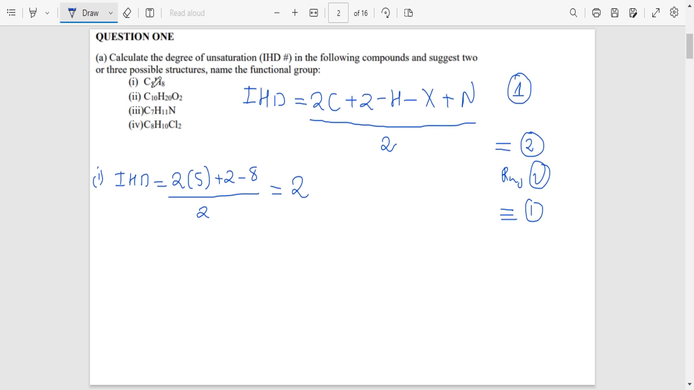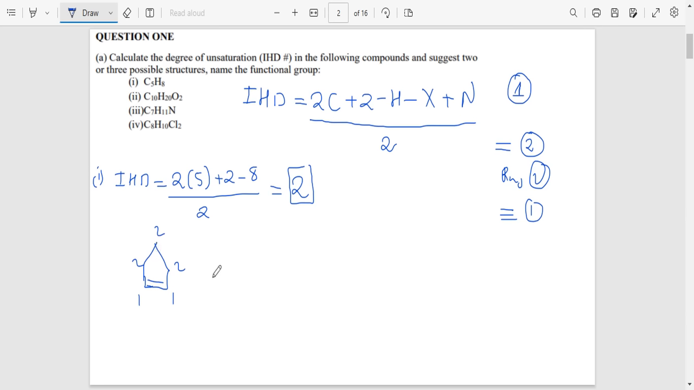Now, for this one, since it has C5H8, what are the possible structures we are able to draw? Because the IHD is 2, we can have a structure with a ring and a double bond. So this is 5 carbons. I can write a pentagon, and then at any point I put a double bond, and it should balance with the formula. We've got 5 carbons, but are there 8 hydrogens? So this point has 2 hydrogens, 2 hydrogens, 2 hydrogens. This one is just 1, this one is also 1, because we have a double bond. That balances. We have 8 hydrogens.